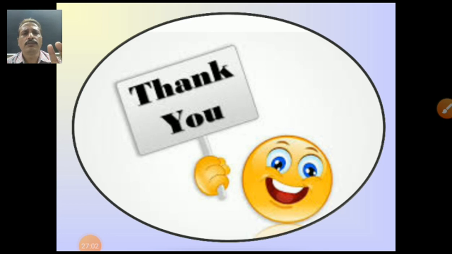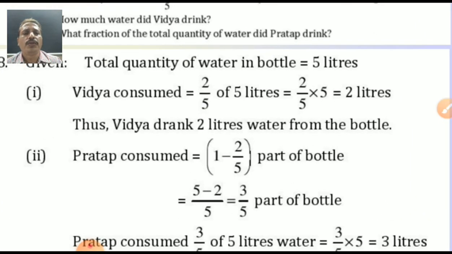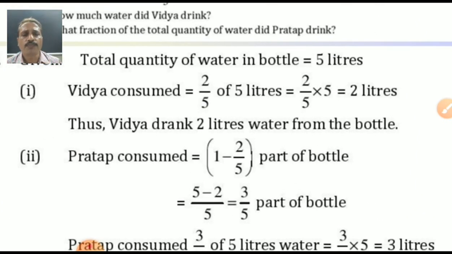Does anyone have doubts till now? No. So once again, I repeat the question. Vidya and Pratap consumed some part of the water out of 5 liters. Vidya's part is given as 2/5. 2/5 was drunk by Vidya and the remaining Pratap drank. That means a whole part is there, out of that some part we subtracted. That's why it is written here.